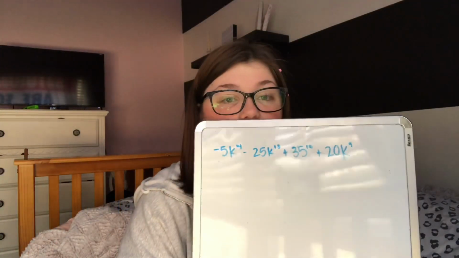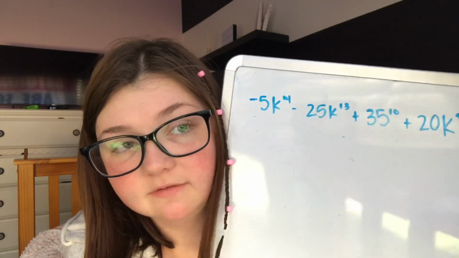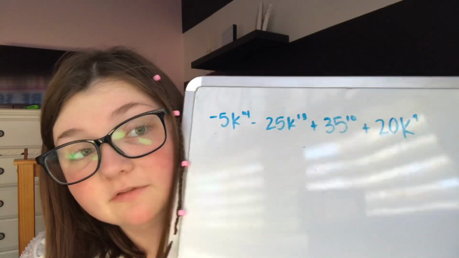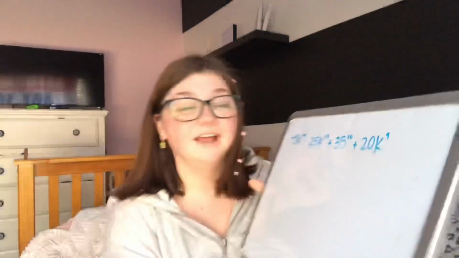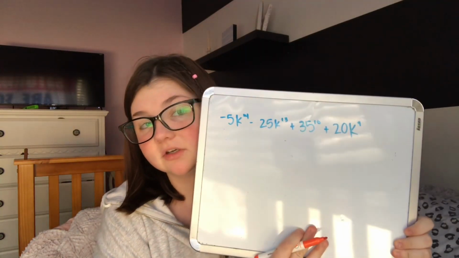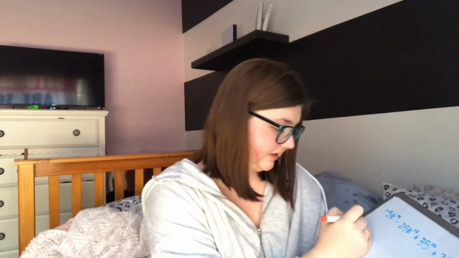So when you have this problem, it is 5k^14 minus 25k^13 plus 35k^10 plus 20k^9. It looks big, but honestly, it's super easy. So the greatest common factor is 5. Congratulations. We love 5s on here.